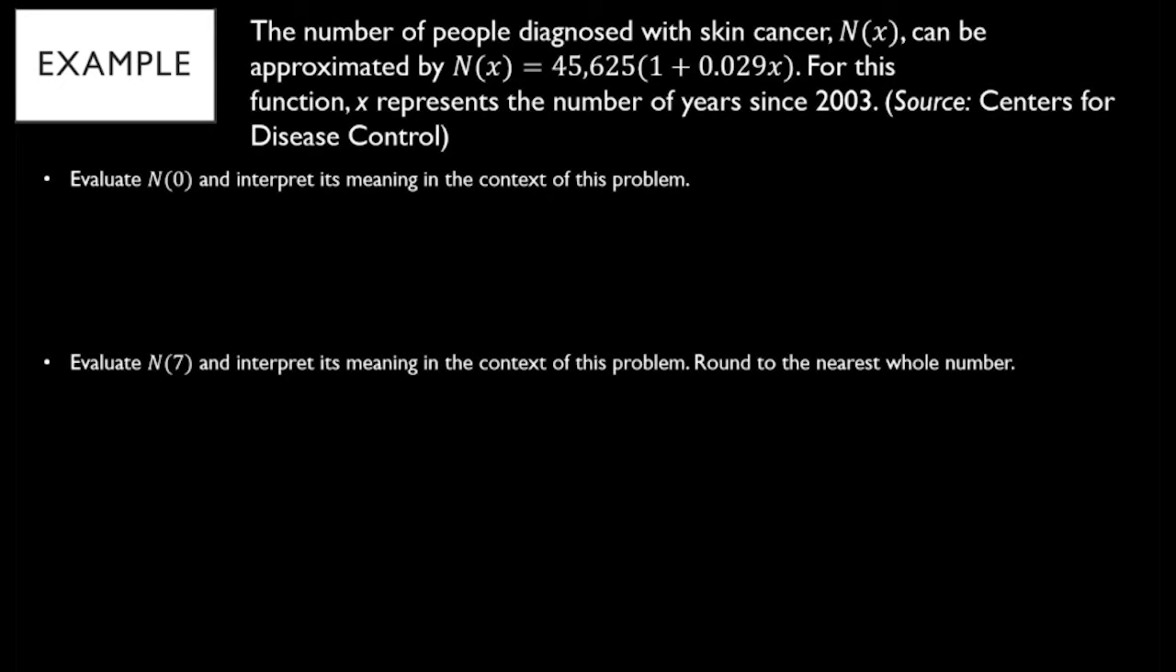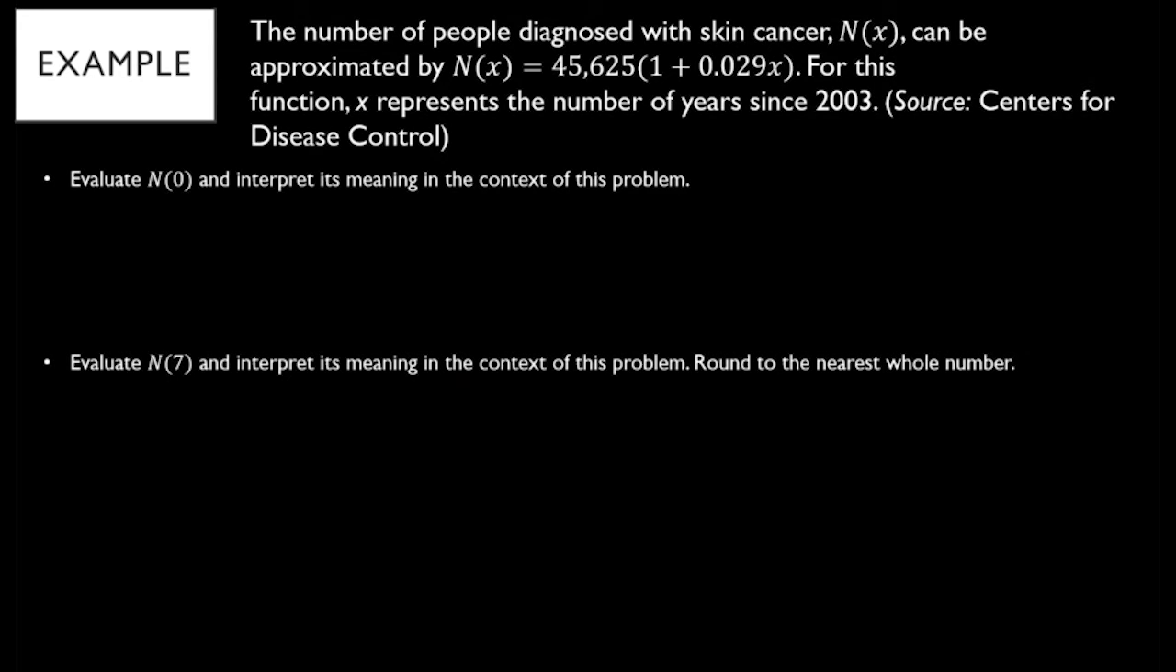Here's another example. The number of people diagnosed with skin cancer, n of x, so n here is standing for number, can be approximated by n of x equals 45,625 times the quantity 1 plus 0.029x. So for this function, x represents the number of years since 2003. So in this case, instead of using t for time, they're using x, and it's specifically the number of years since 2003. So we have to think about that when we find our answers.